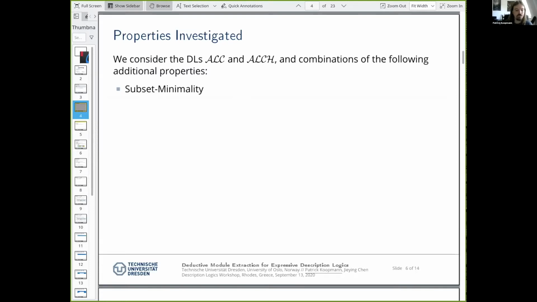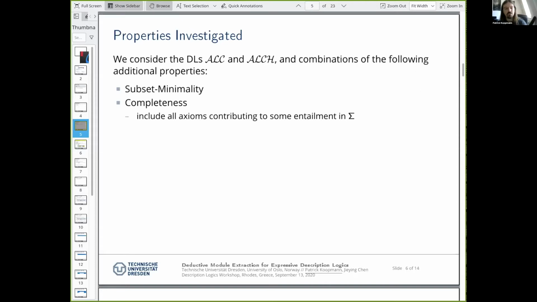So the first one is probably at first sight the easiest to motivate. So we're looking at subset minimal modules, because the whole point of extracting a module is to get something smaller. Of course, it would be nice if the module is as small as possible. The smaller, the better. And an optimal solution will be helpful.